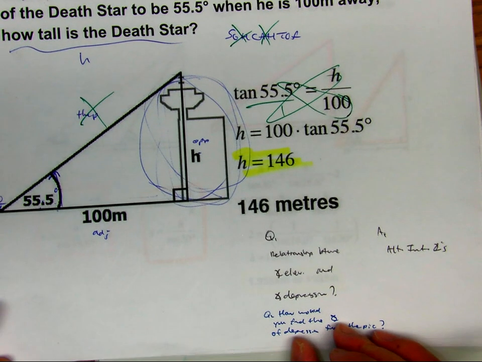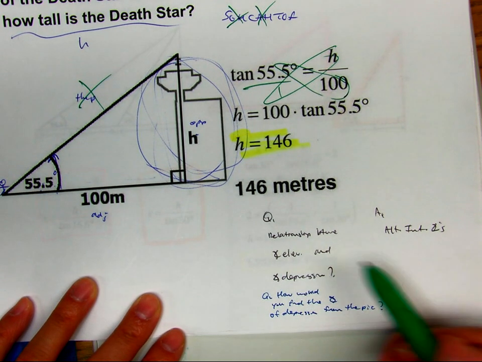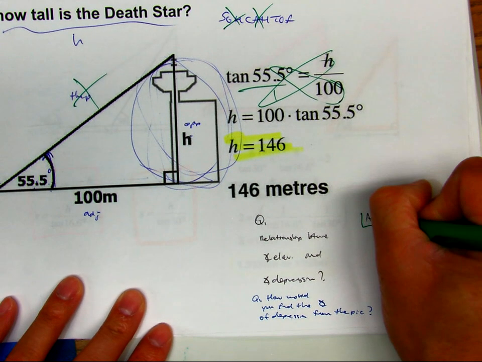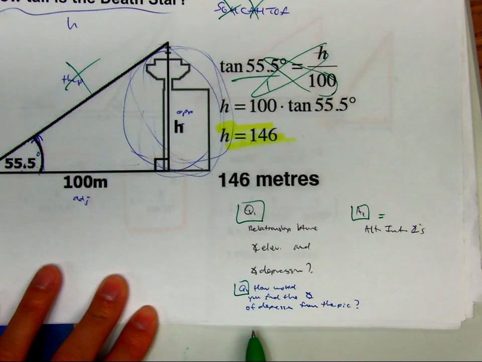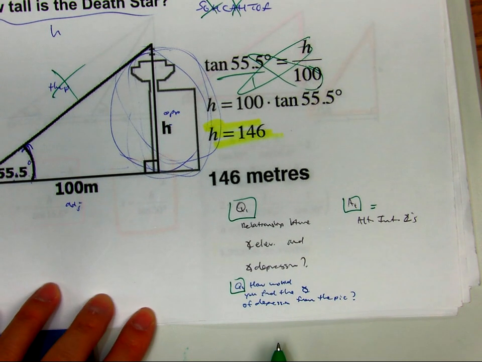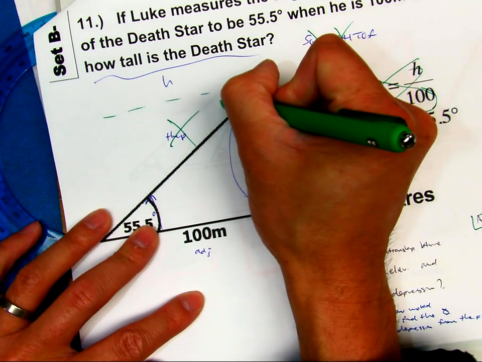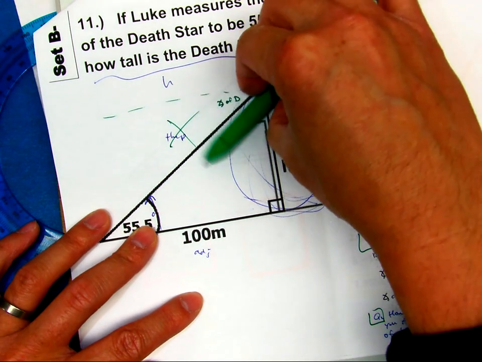A couple of questions I may have asked. What's the relationship between angle of elevation and depression? The answer is they are equal because of alternate interior angles. Question number 2 I may have asked. How would you find the angle of depression from this picture? And then remember, this would be the angle of depression. D, depression, looking down, like you're sad, right? Looking at people.